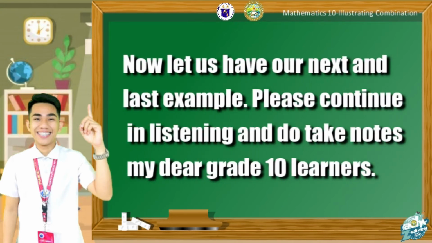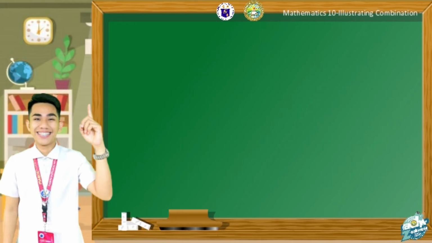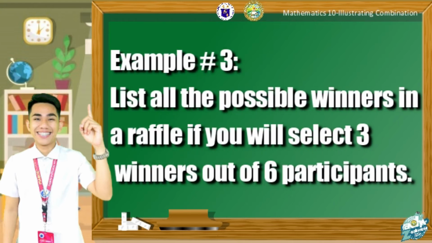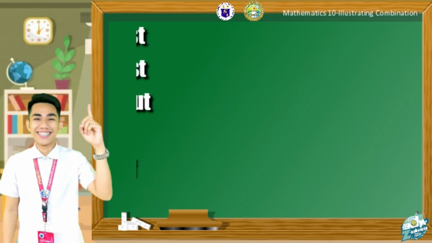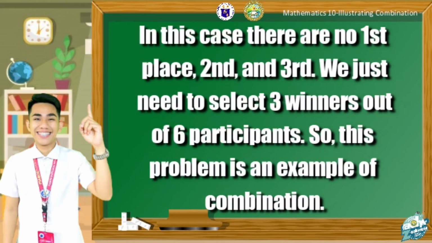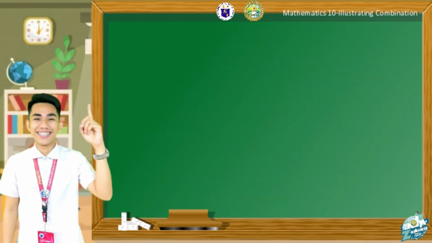Now, let us have our next and last example. Please continue listening and do take notes, my dear grade 10 learners. Example number 3. List all the possible winners in a raffle if you will select 3 winners out of 6 participants. In this case, there are no first place, second, and third place. We just need to select 3 winners out of 6 participants. So, this problem is an example of combination.